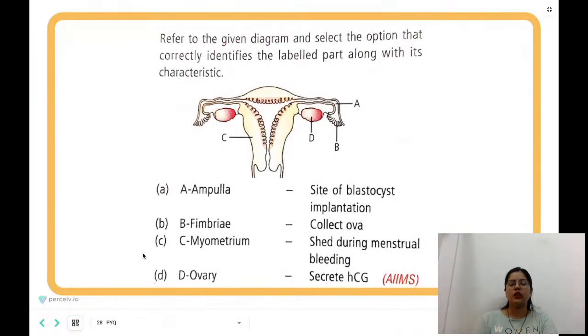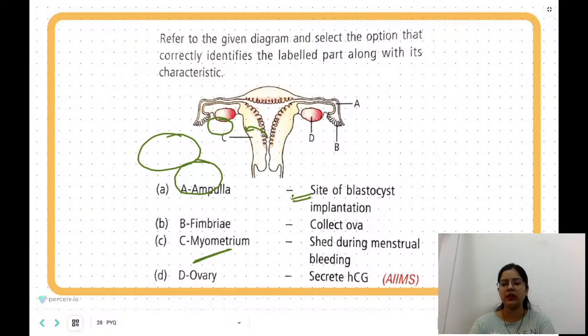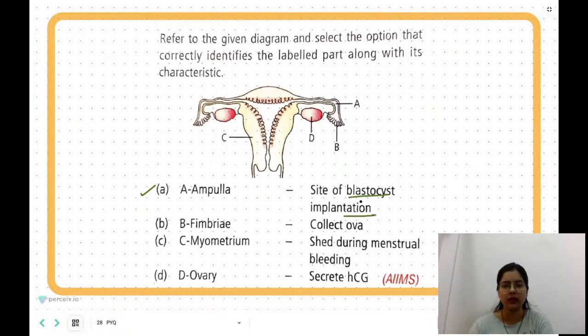Yeah. So the very first important question says refer to the given diagram and select the option that correctly defines the labeled part. तो ये तो अभी हम लोगों ने देखा ही इसको, ठीक है. तो let us just go on with it कि कौन सा correct part है. So A is representing ampulla. A ampulla को represent कर रहा है and it is the site of blastocyst implantation. So this is wrong. All right.